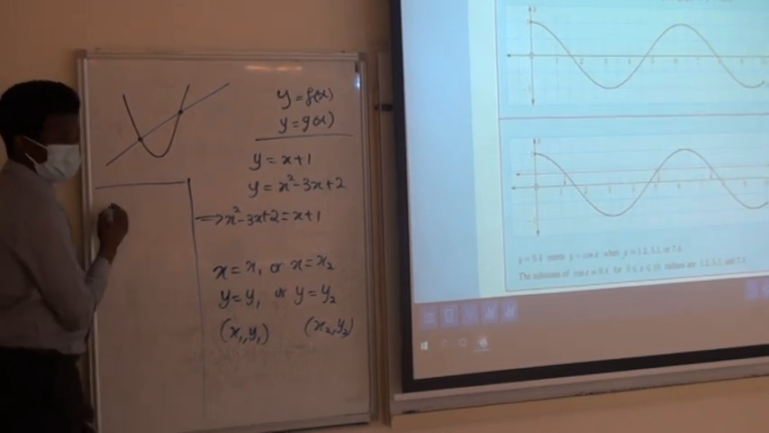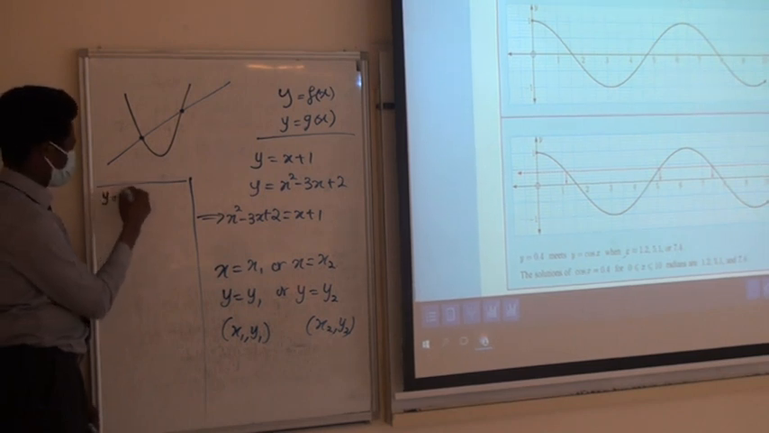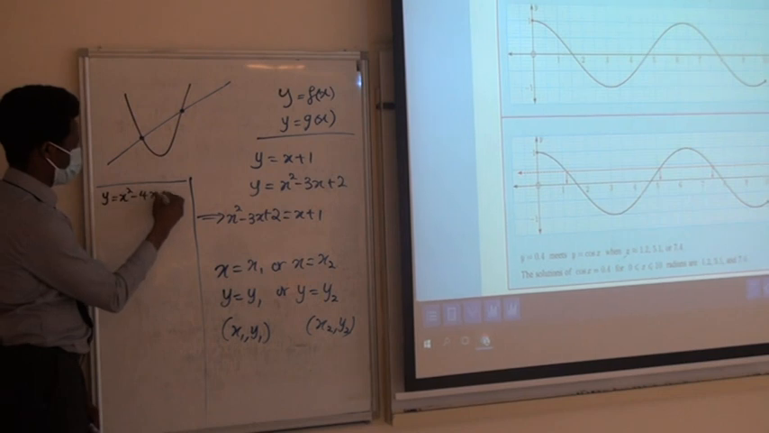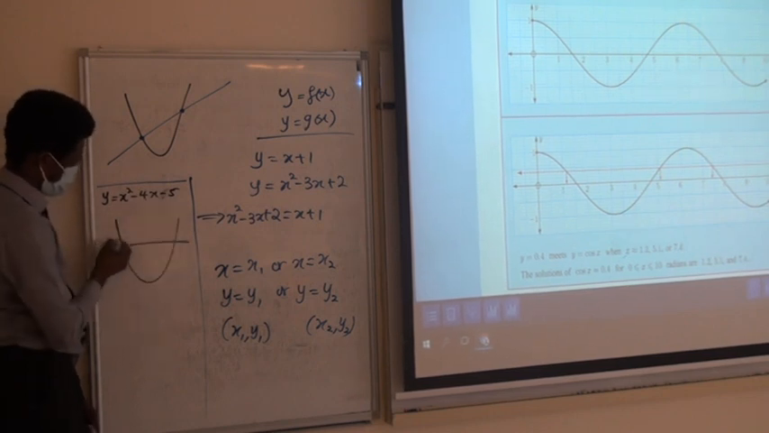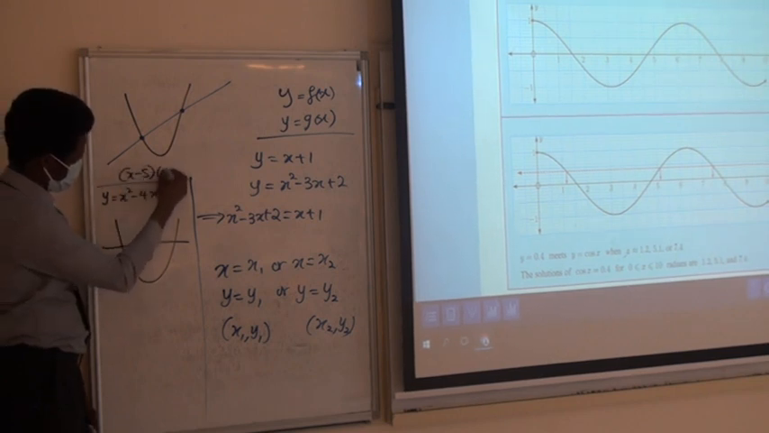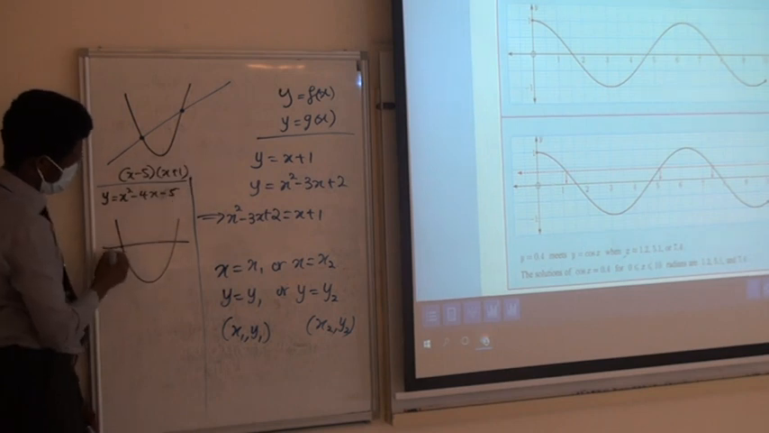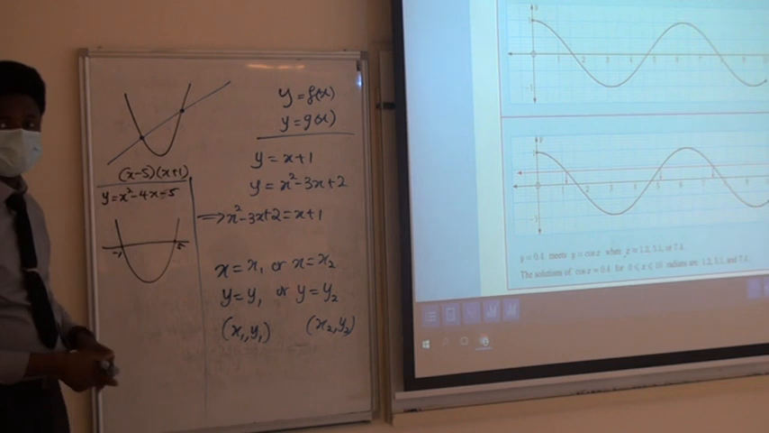If we are asked to solve the quadratic, maybe they were given a graph. They were given the graph of y equals x squared minus 4x plus 4. Okay, let's say minus 4x minus 5. It must have crossed the x-axis at, if you factorize this, that would be x minus 5, x plus 1, yes? So negative 1 and 5. That's where it crosses, yeah?